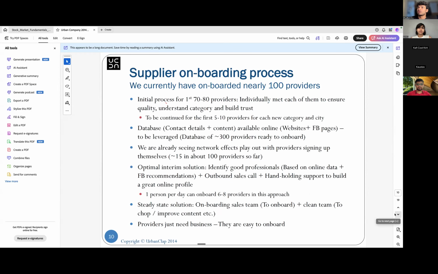Next up, suppliers onboarding. We will find first 70, 80 providers, meet with them individually to ensure quality, understand category. We'll have a database. We'll have websites, blah, blah, blah. We're already seeing network effects play out. We'll have interim solutions, blah, blah, blah. Very simple slides, by the way. Just bullet points with text. But content is really good.